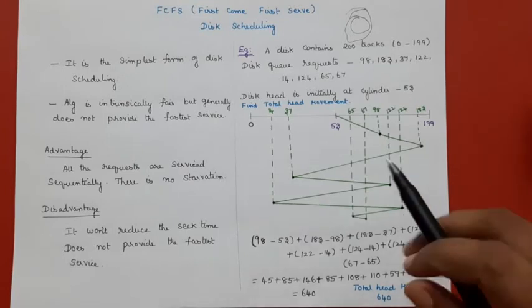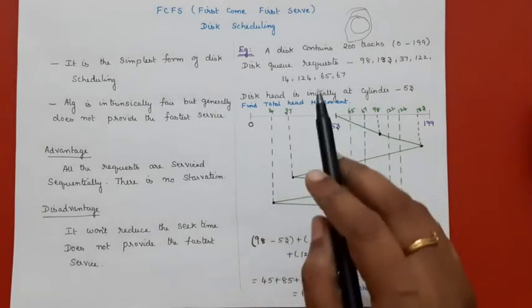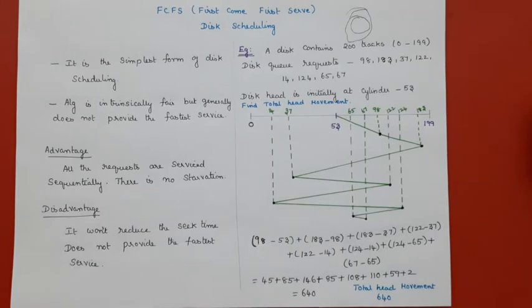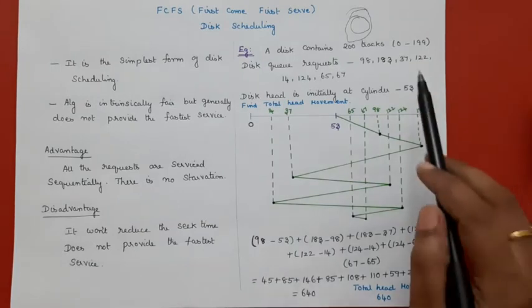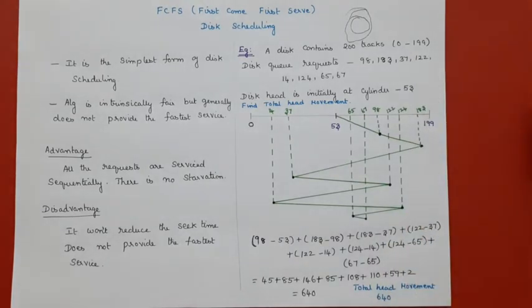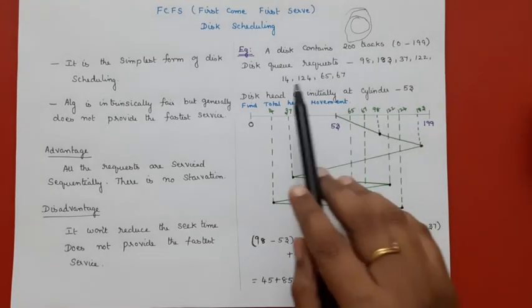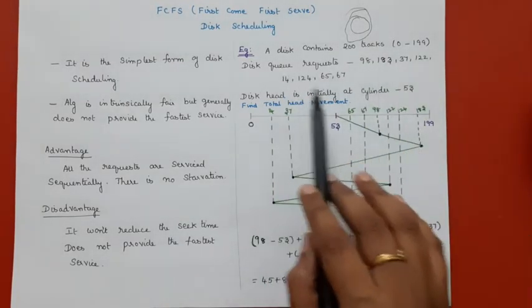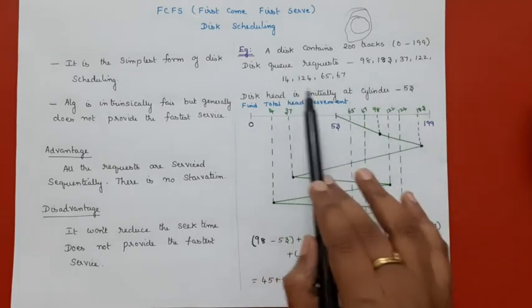Here in this example, I have a disk that contains 200 tracks. The tracks range from 0 to 199. I have a queue, and in that queue, the requests are there. So this is a queue and these are the requests.